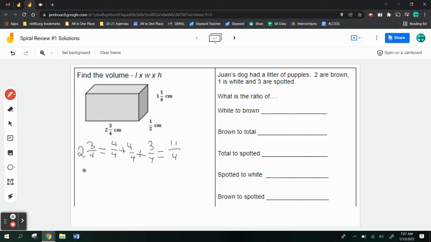And then I gotta do the same thing for 1 and 1/4. This means I have one whole unit. So 4/4 plus 1/4. Add the numerators. 4 plus 1 is 5. Don't add the denominators. So 5/4 is the improper fraction equivalent of this mixed number, 1 and 1/4.